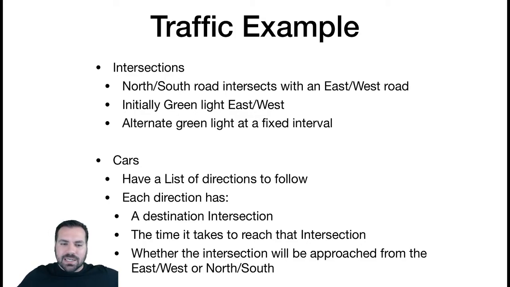It's got its intersections, and it said, go to this intersection, this intersection, this intersection. And it knows whether it's approaching each intersection from either east-west or north-south. Each time it arrives at an intersection, it has to ask that intersection if it's a green light or a red light. If it's a red light, stop until the intersection says green light. And then once it's green light, go on to the next direction.